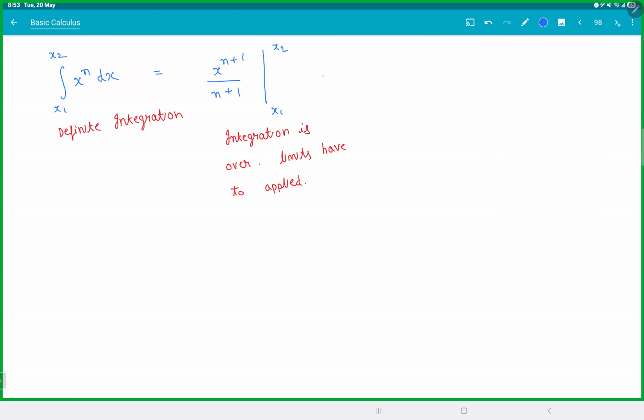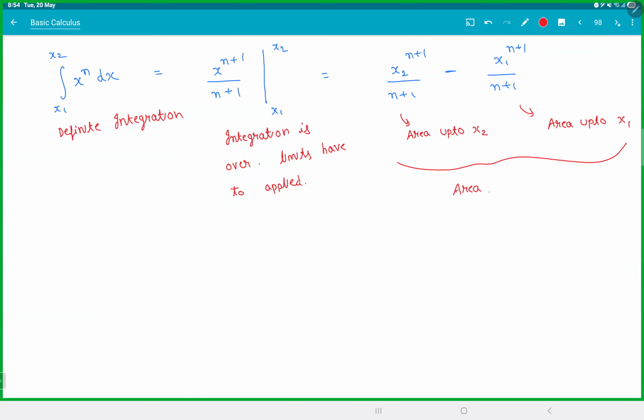So think of it like this. x2 is final, x1 is initial. So put x2: x2 power n plus 1 by n plus 1. Then put x1: x1 power n plus 1 by n plus 1, with a minus sign. Look at the meaning of this. When I put x2, I got the area up to x2. You didn't tell me where you started from. When you put x1, you got the area up to x1. Now tell me, if I subtract, what do I get? I get the area between x1 and x2, isn't it?